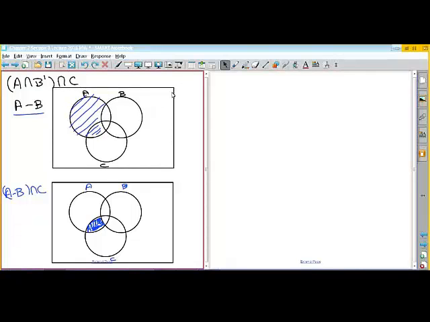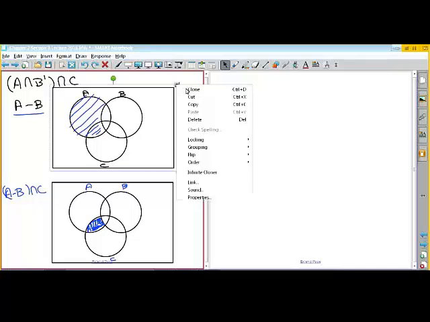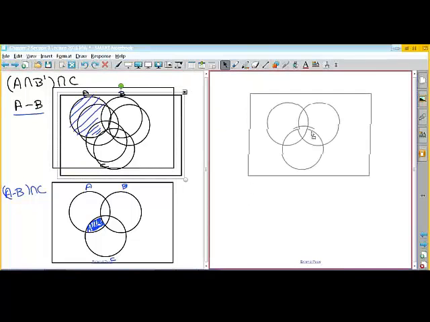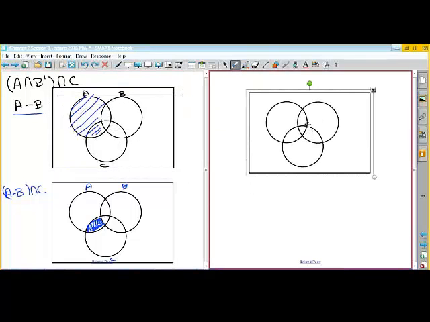Okay, let me clone this thing. What about this little area right there? Anybody have any idea what that is? So that's A intersect B intersect C. That's the part of the graph where all of the circles overlap. It's this little shield in the middle.